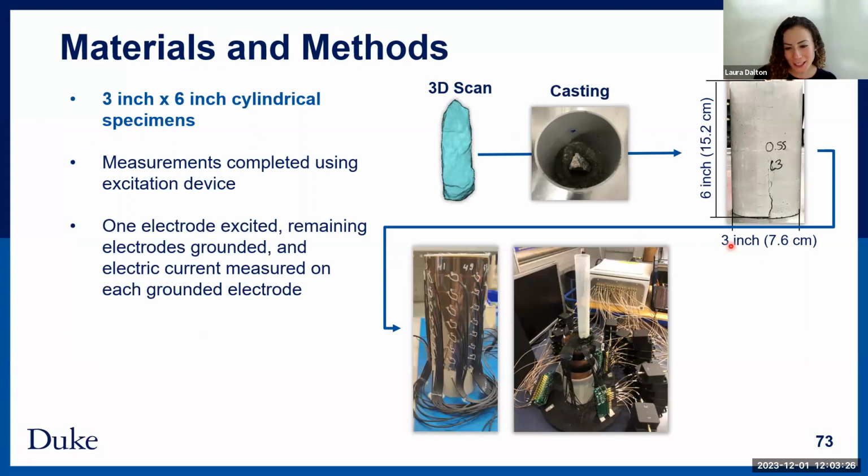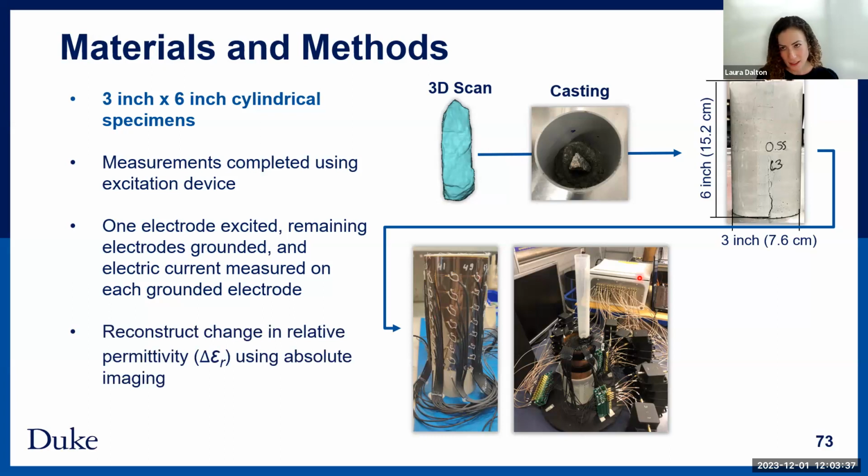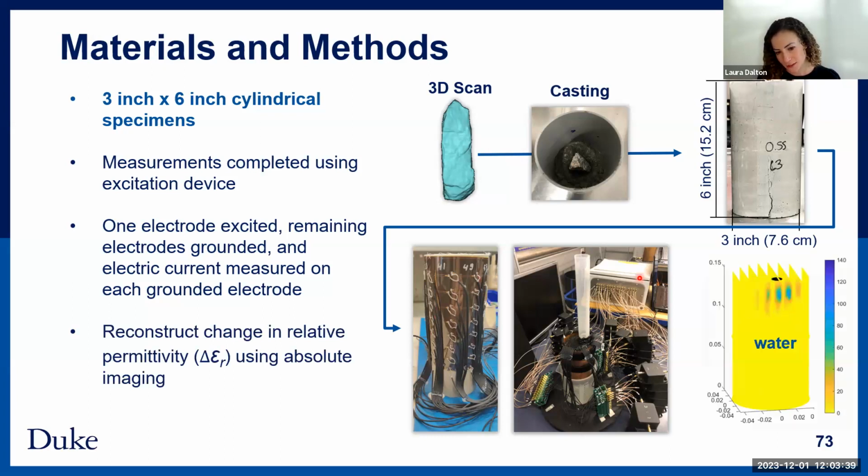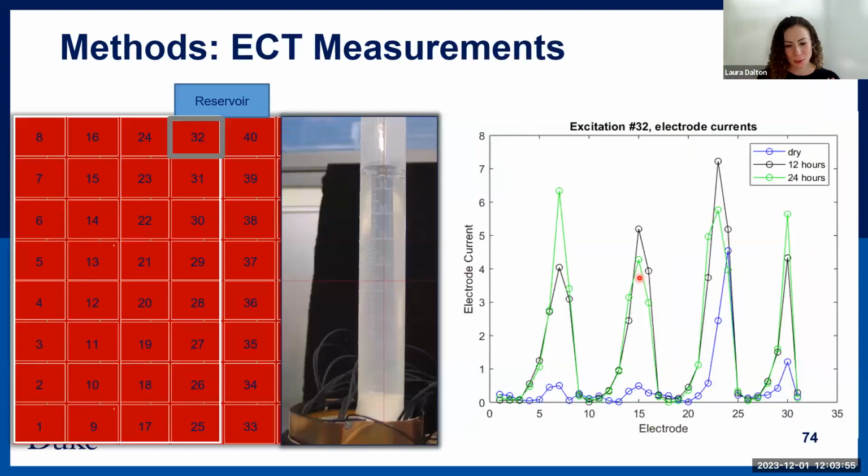And then there, so this is the grid that wraps around your sample, and then it's connected to this excitation device. And after you have your data, you can reconstruct it and then make sense of what's going on. And it's all based on permittivity. I'm not going to get too much into that. And we used absolute imaging. Anyways, okay, details that probably aren't too important.